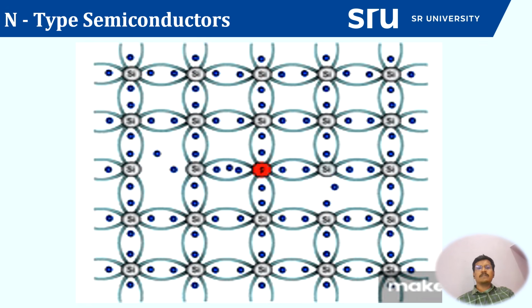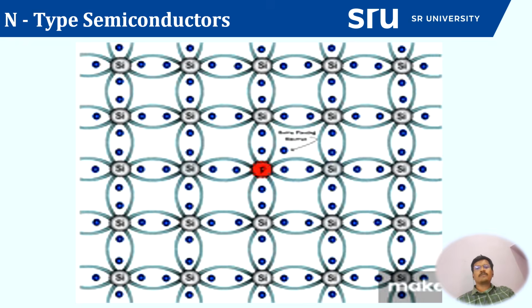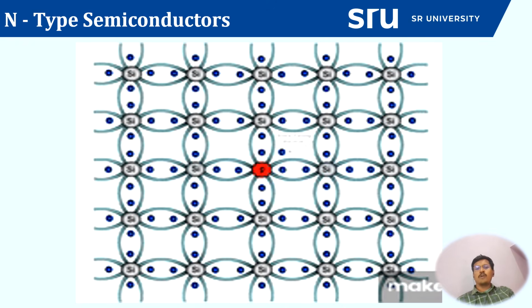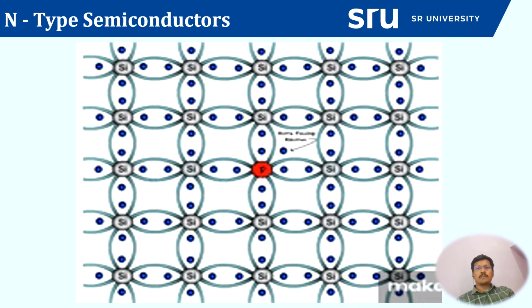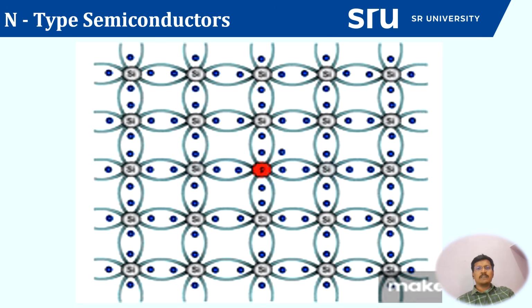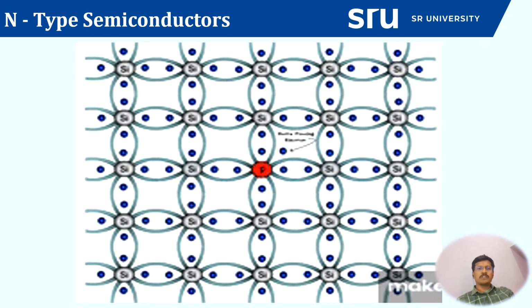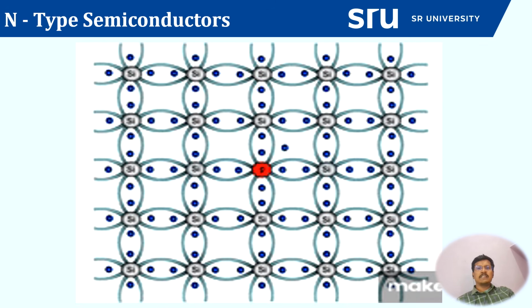So in a similar way, the process will be continued and more electrons and holes will be generated in the semiconductor lattice. After doping with the pentavalent impurity, the free electrons became abundant, and these electrons are called majority charge carriers because they exist in very large number.